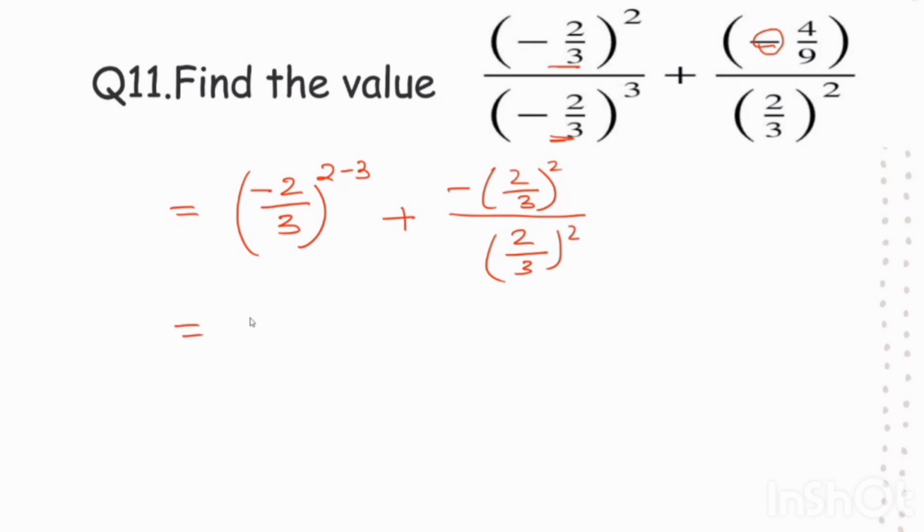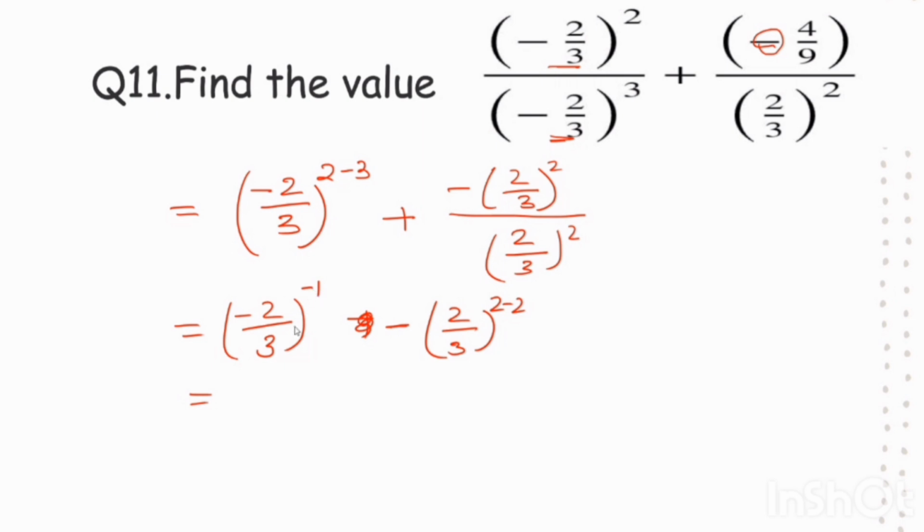Now (-2/3) raised to the power 2 minus 3 equals negative 1, plus, here because there is one negative, we can use negative also, and here 2 by 3, 2 by 3, so (2/3) raised to the power 2 minus 2, or we can directly reduce this one and simplify.